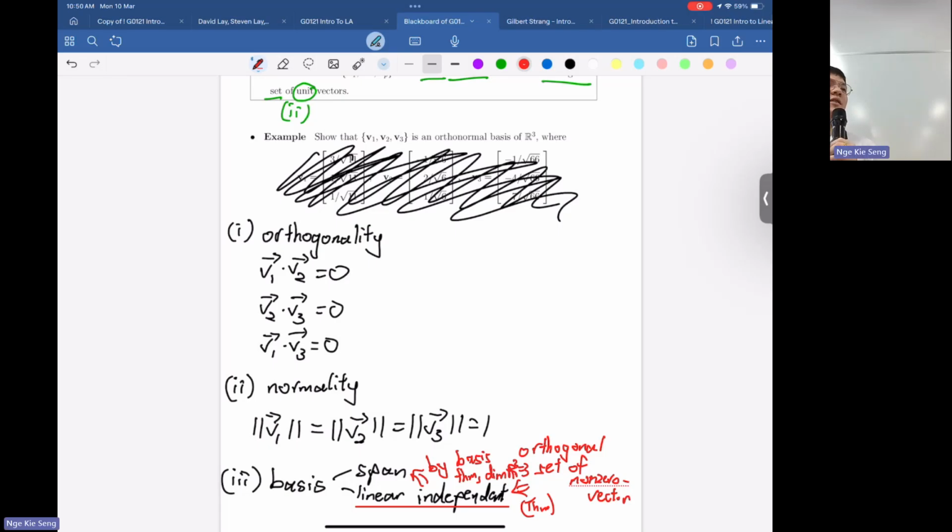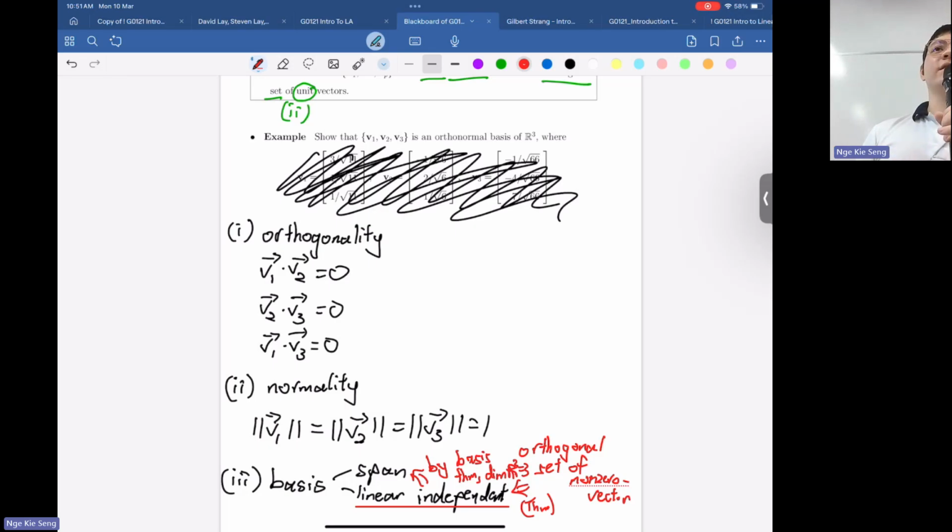Why is the dimension of R3 equal to 3? So what's the easiest basis you should know? 1 0 0, 0 1 0, 0 0 1. What are they called? Standard basis. For the standard basis, you should know how to show span and linear independence.